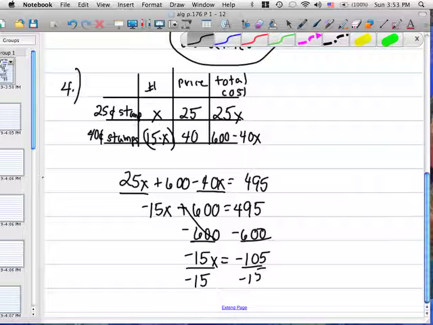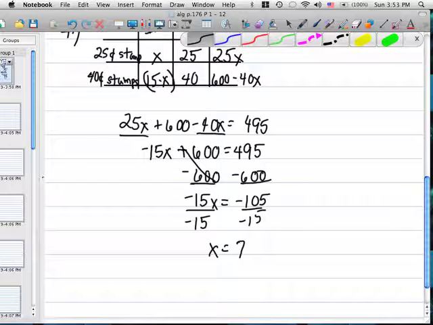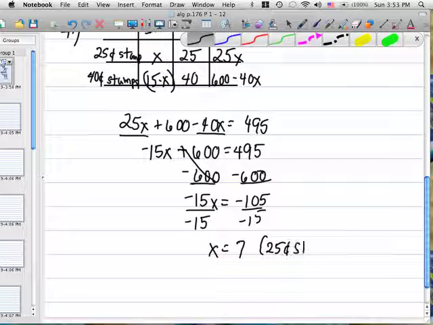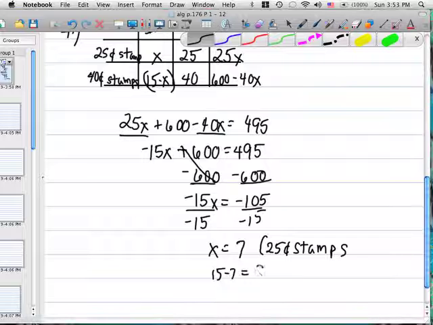And we get 7. So X equals 7, and that's the number of 25-cent stamps. And the number of 40-cent stamps is 15 minus 7, which is 8 40-cent stamps.